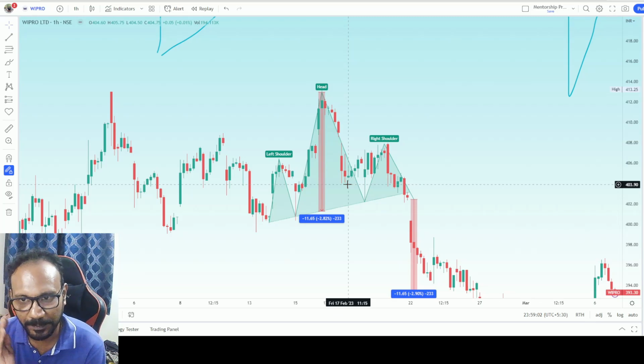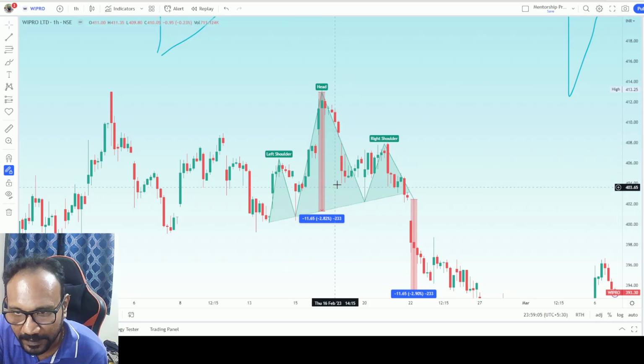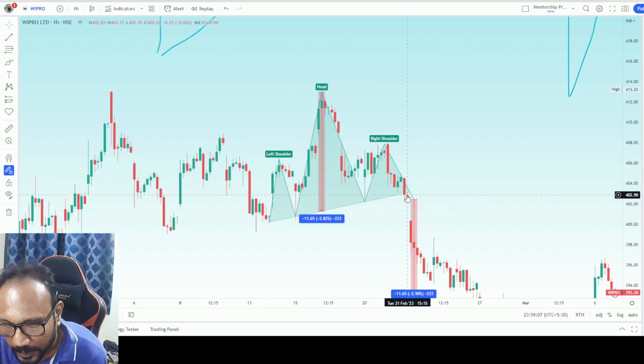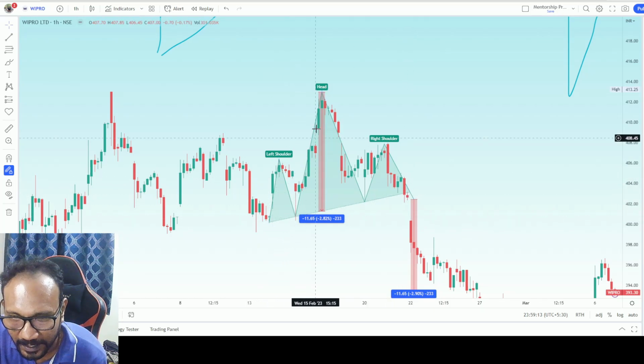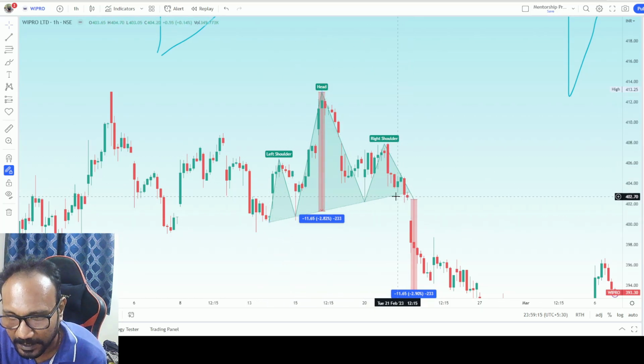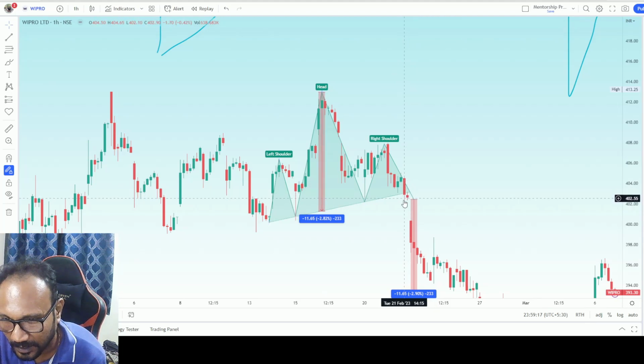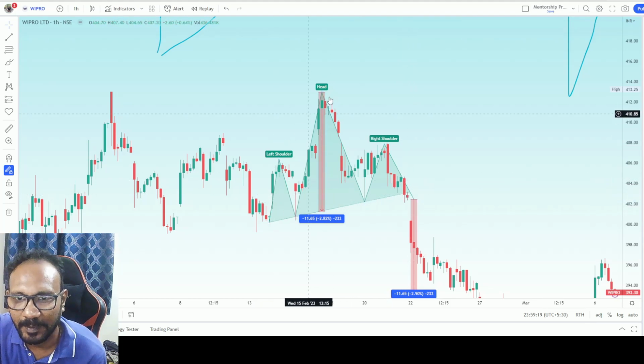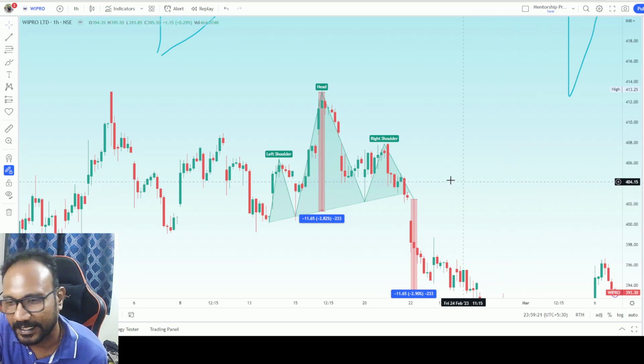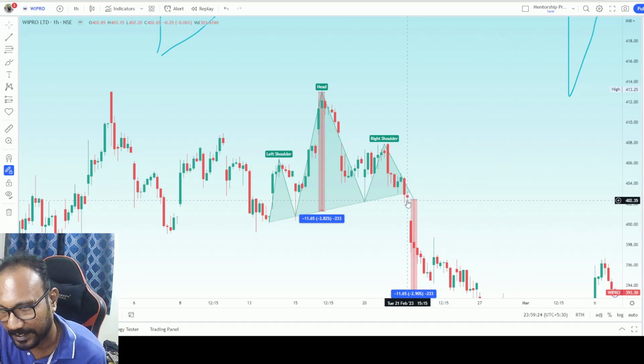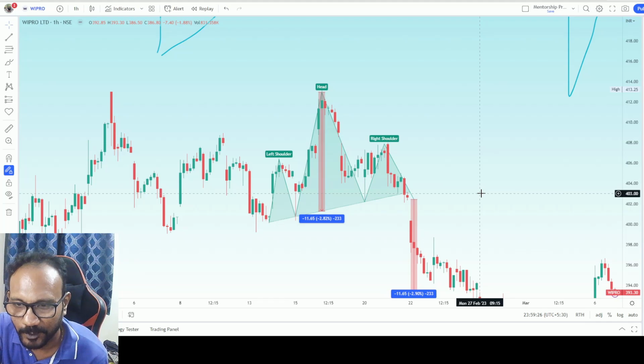And as it breaks the neckline, this particular pattern is activated. The head and shoulders pattern is activated only when you see a breakout on the right side. This should break down. Only then is the pattern confirmed. You can have all of this, but if this breakout is not happening, then the pattern is not yet confirmed, right? Once this breakout has happened, then what should be the potential targets, right?